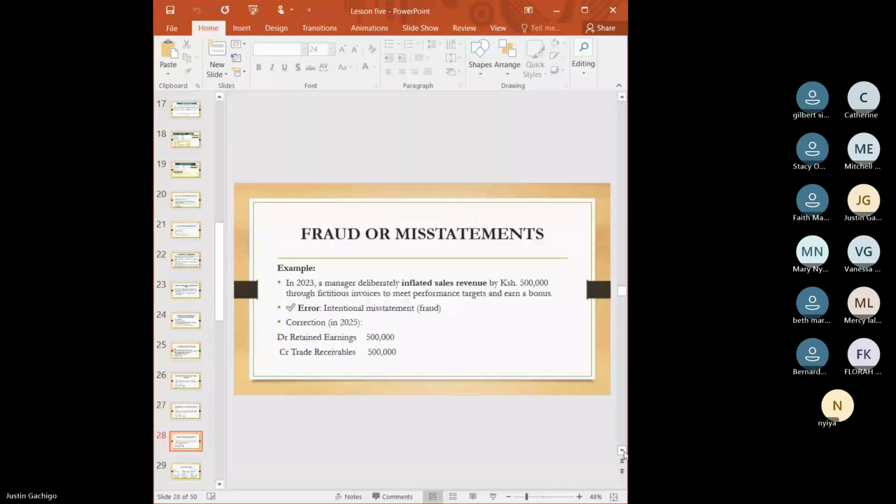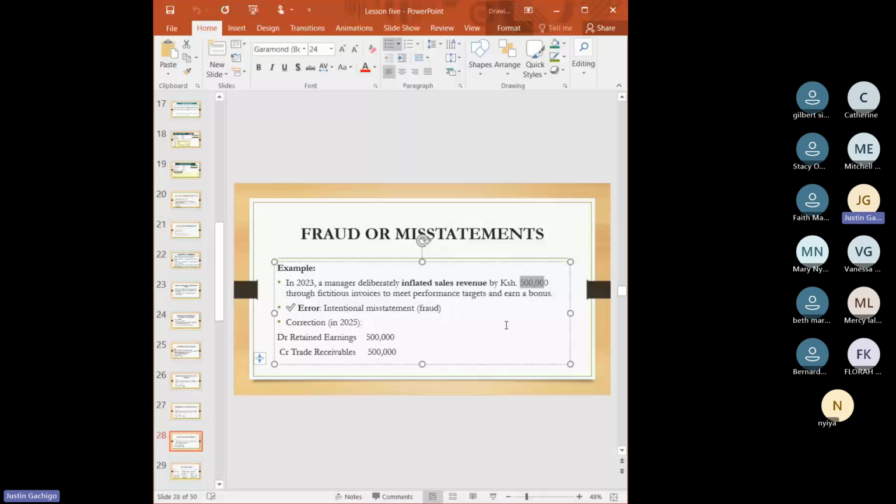Fraud. So we have the sales manager here who inflated the sales revenue by 500,000 through fictitious invoices to meet the performance target and earn the bonus. Now, if the revenue was inflated, which entries are we going to pass? Again, remember revenue, we normally touch on receivables or customers. So customers are going to decrease because you are going to reverse that inflated sales.